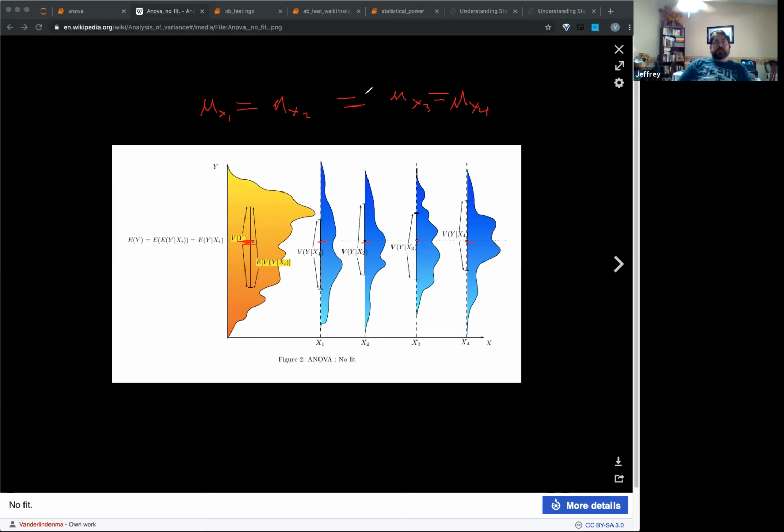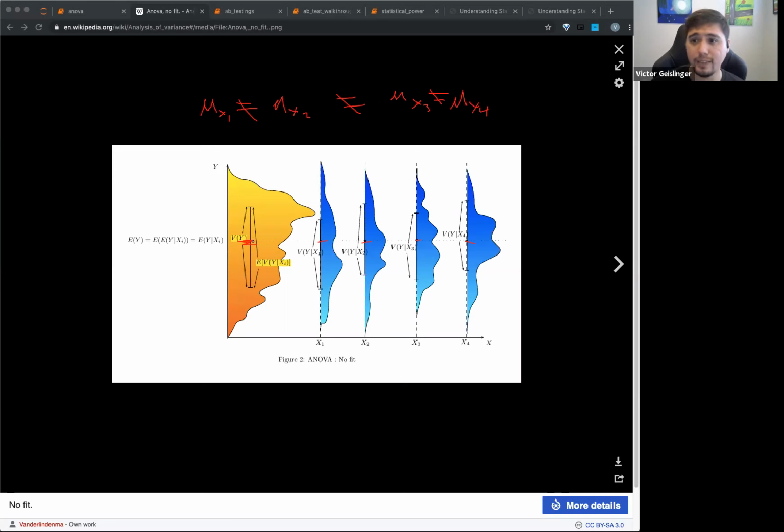At least one is different. So basically the alternative is that these are not all equal to each other. Note that doesn't mean that they're all different from each other. It just means that at least, like Jeffrey said, at least one of them is different. One of these things is at least different from the rest of it. So note that that is what we're doing with an Anova test. It's an important distinction between those two.